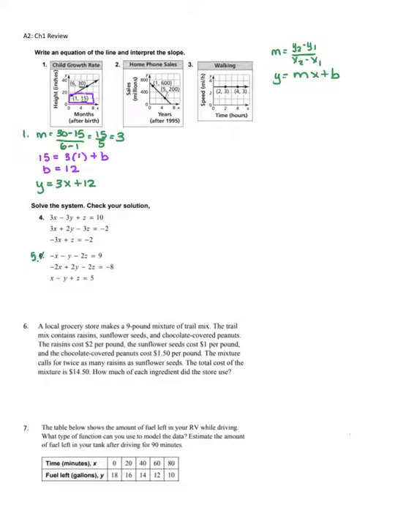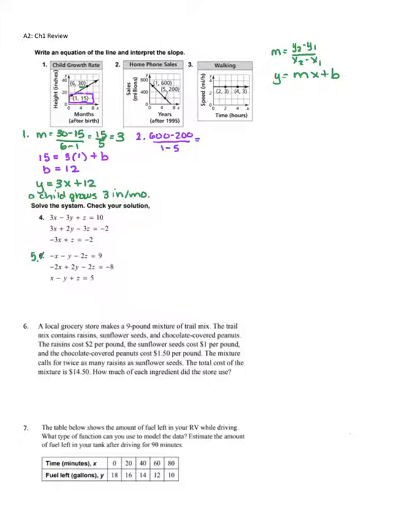And then what does that mean? A child grows, based on the slope, 3 inches per month. All right, so that's number one. Number two, again, we have to find the slope. So 600 minus 200 over 1 minus 5.